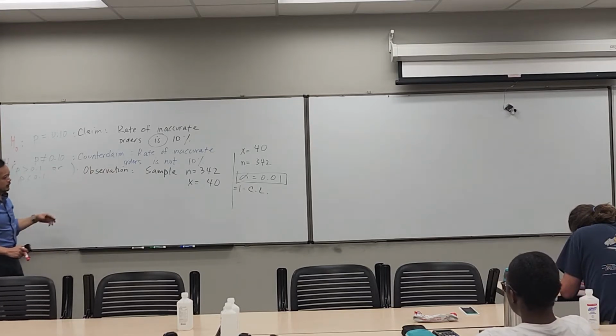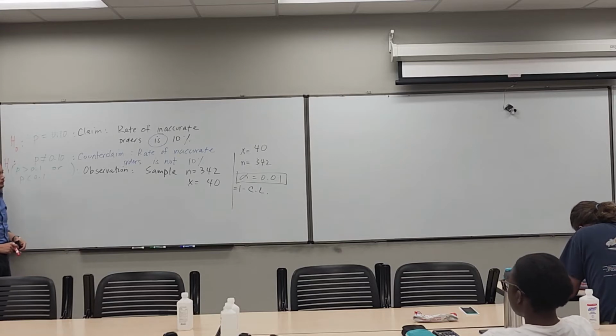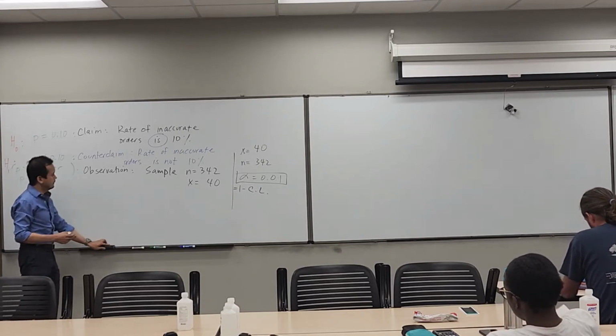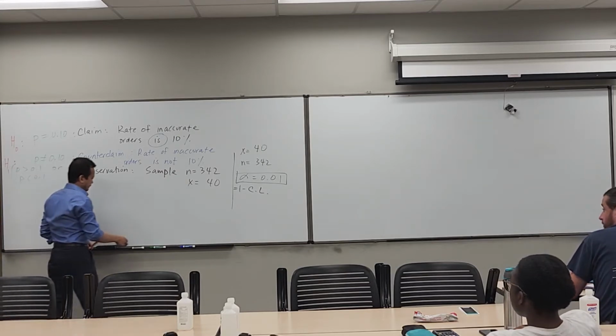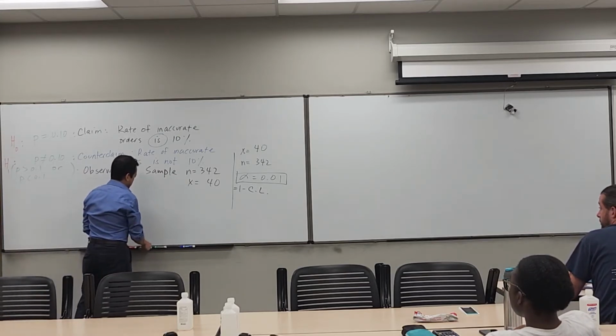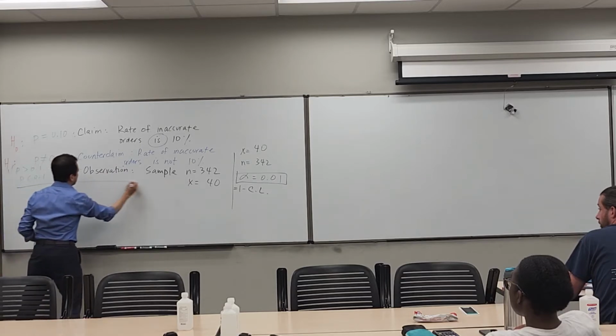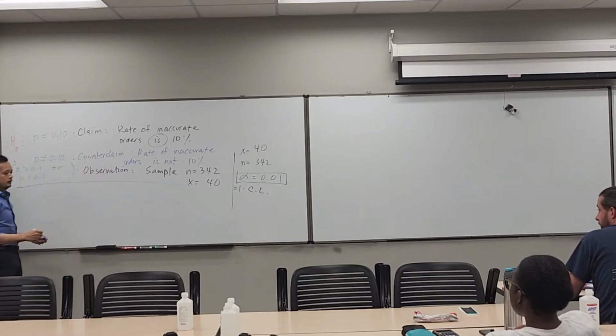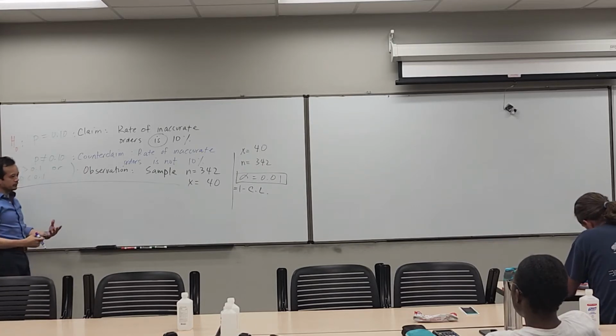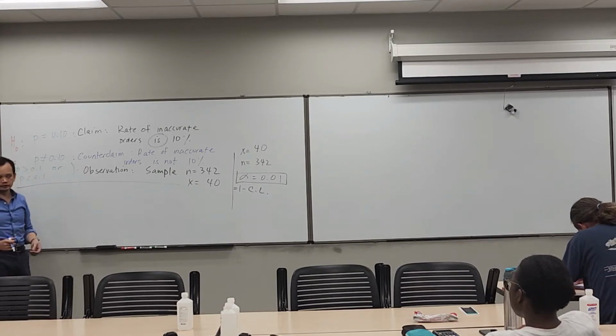Okay, so that's the first step, identifying those two statements. What's the second step? When do we find the tails? Yeah, so good. So basically the second step is to assume that H0 is true.